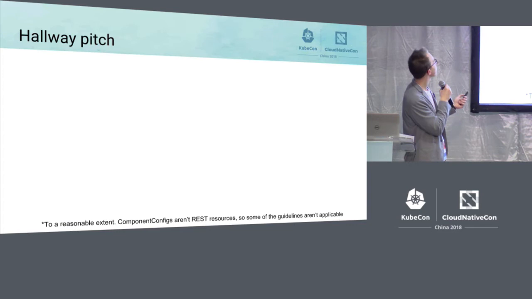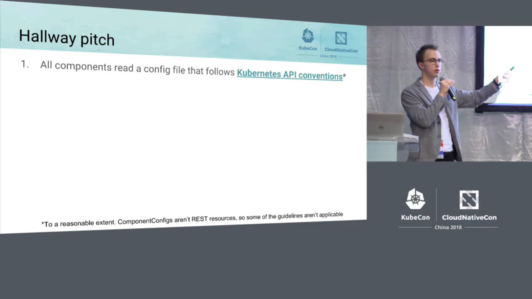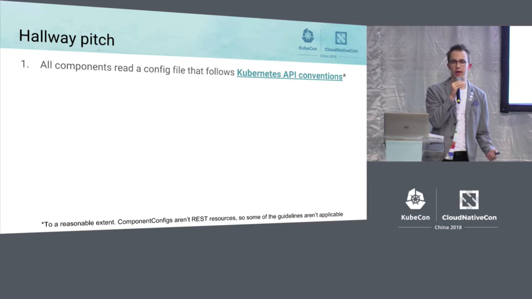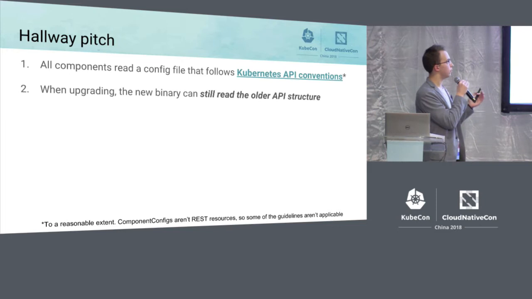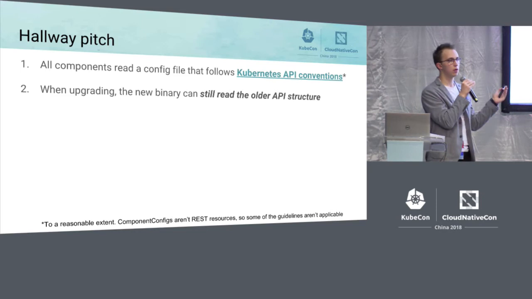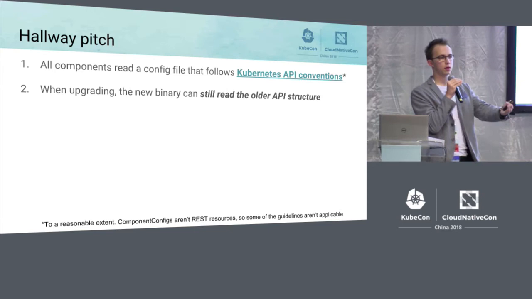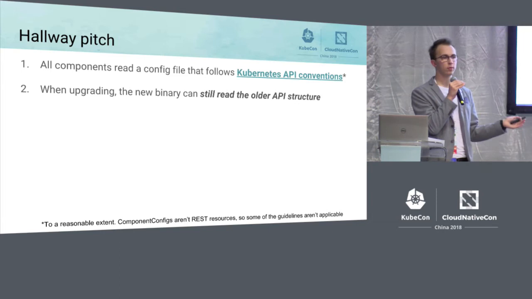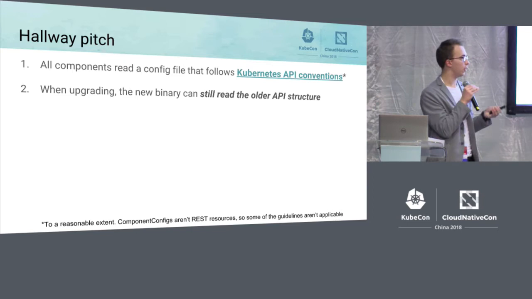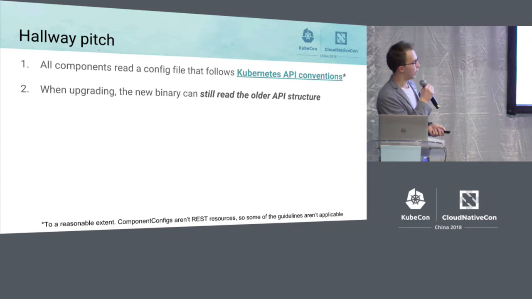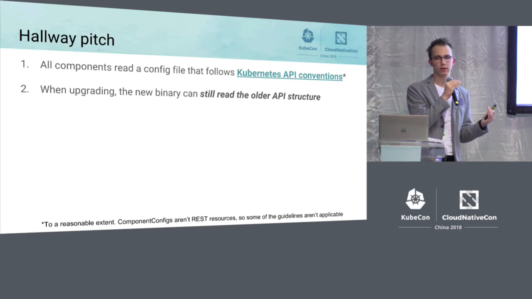So the pitch is this configuration that you write should comply with most Kubernetes API conventions and have that kind of UX. And that makes it familiar to other people. When upgrading, you must be backwards compatible. So if you release a new component v2 and you already supported v1, you have to be able to still read v1 so users can upgrade without any downtime or any problems. So that is really important, and that is what component config is solving that flags can't do.